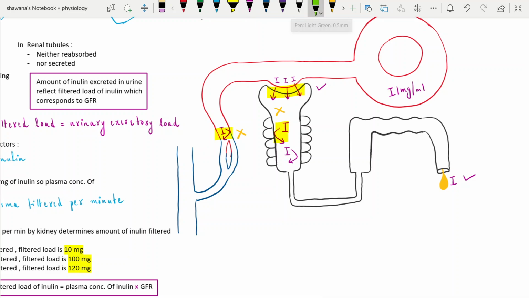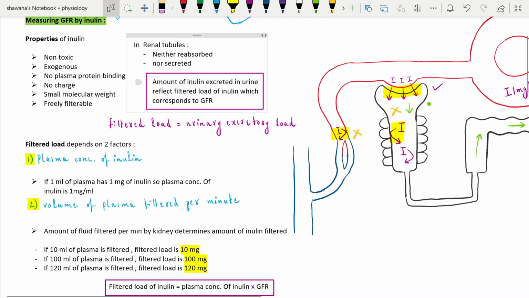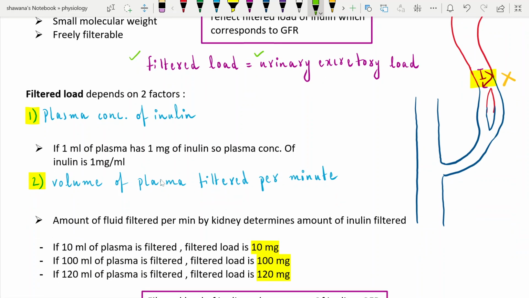It's logical: it's not being reabsorbed and it's not being secreted, so the amount present in the filtrate passes through the tubules unabsorbed and not secreted. So the amount of inulin present here is equal to the amount of inulin present in the urine. We can write in equation form that the filtered load of inulin is equal to the urinary load of inulin. Let's talk about the filtered load.